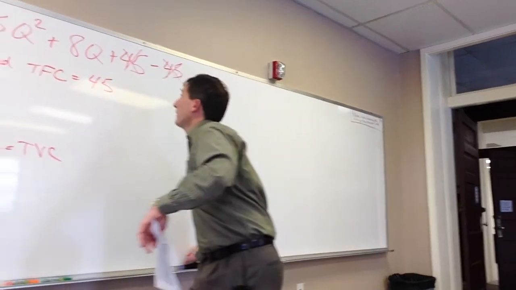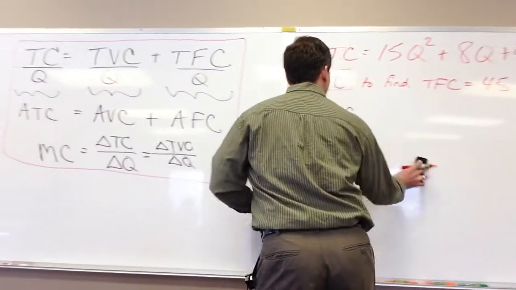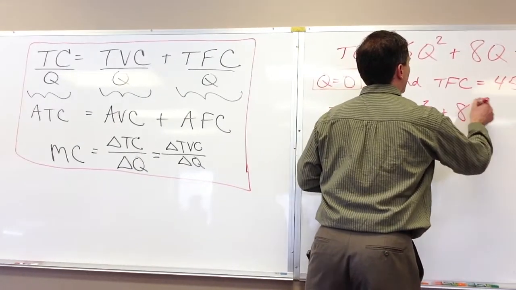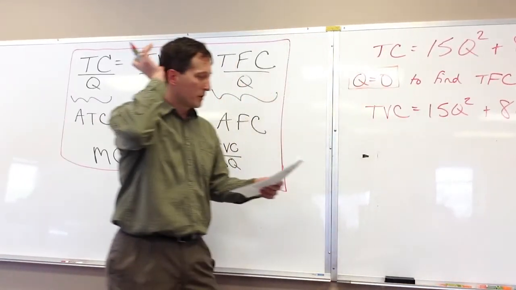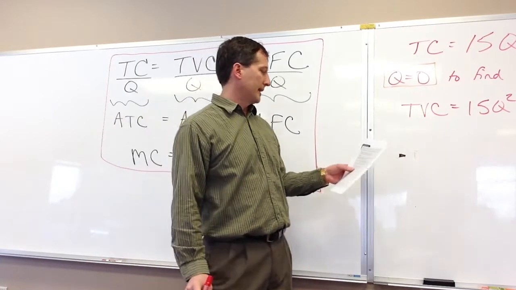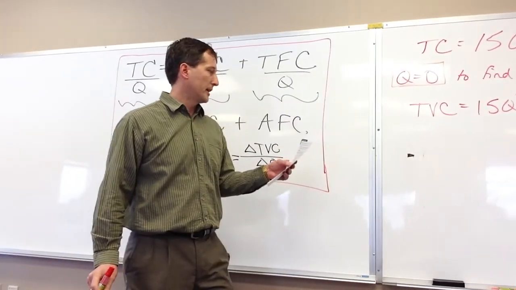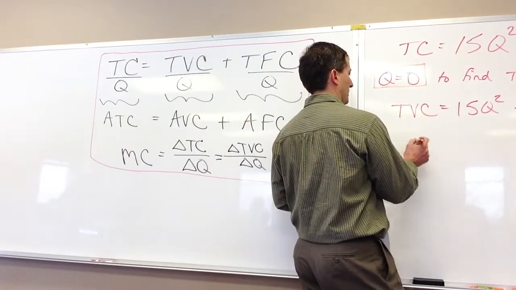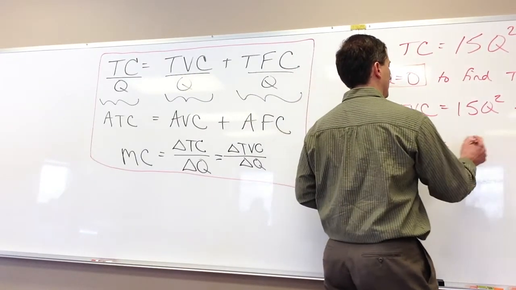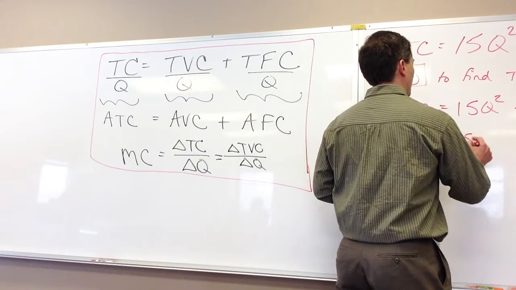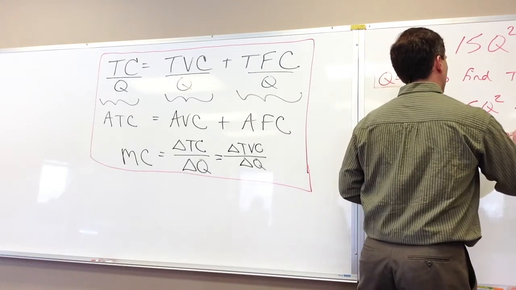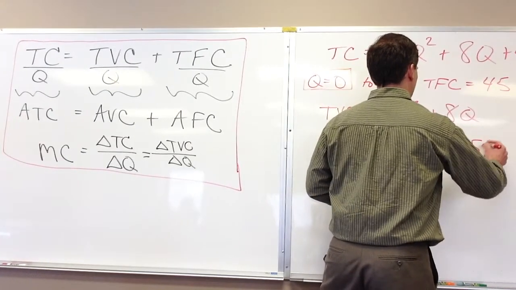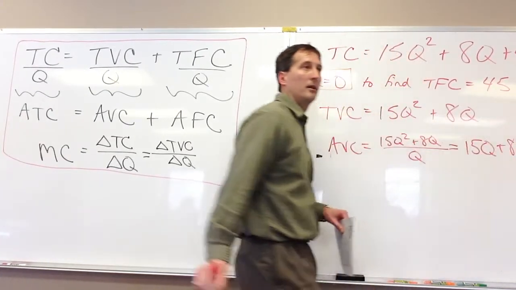Okay, so yes, you're right. 15q squared plus 8q is the variable portion. Then we get into the averages. What do we got? Average total and average variable. Simply divide by q. So average variable cost equals 15q squared plus 8q divided by q, which is 15q plus 8.